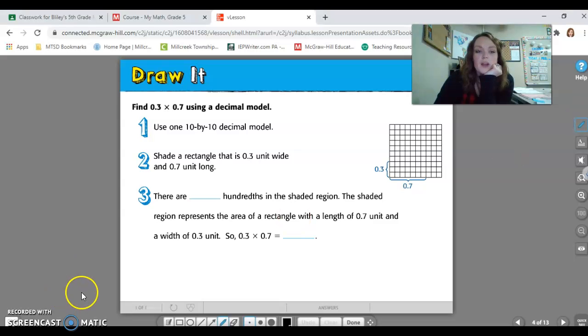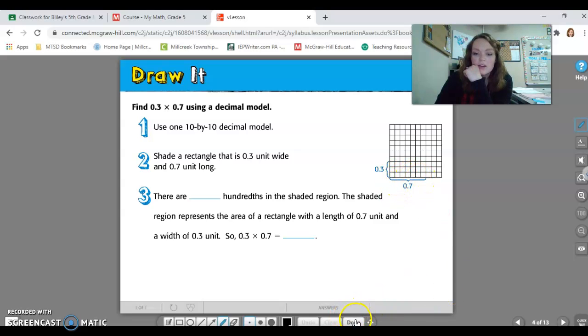It says find 3/10 times 7/10 using a decimal model. If you look to our right, we have our base 10 block, and we are going to shade it in to figure out our equation and the answer to our problem. First we are multiplying 3/10, so we are going to color in 3 of our blocks, which gives us 3/10. And we are going to do 7. So we're going to do 3 up and down, and 7 side to side.